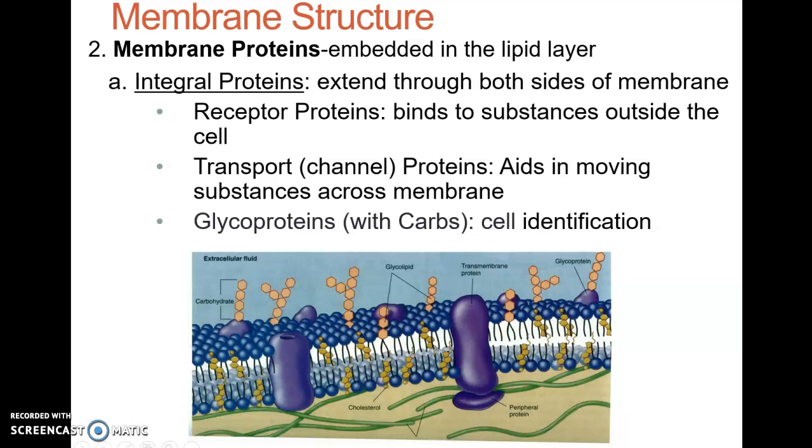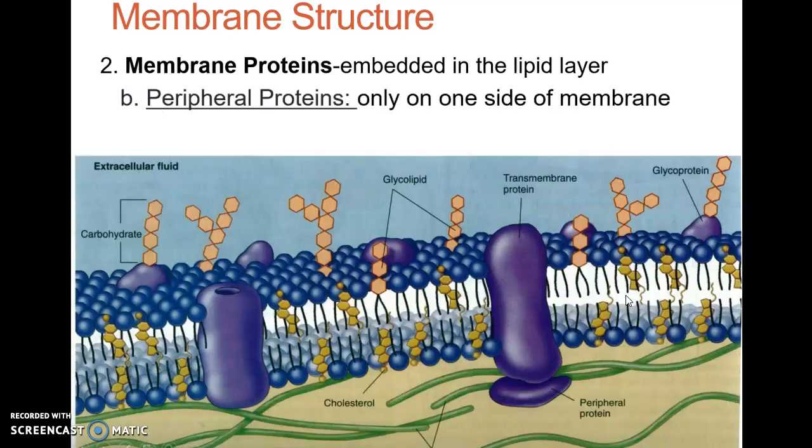Glycoproteins with carbs, these are for cell identification. So this is what these weird hexagon things are kind of going on about. This we'll probably get into tomorrow, if not Monday. All right. So membrane proteins, part 2. Peripheral proteins are only on one side of the membrane. So these have a very specialized function. You're definitely not going to see them as much. But that's if this part didn't exist, it just kind of got cut off right here and it was only open to one side of the membrane, or even the other way around.